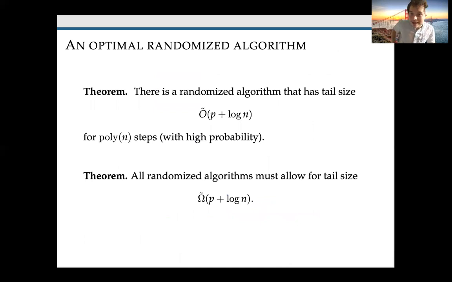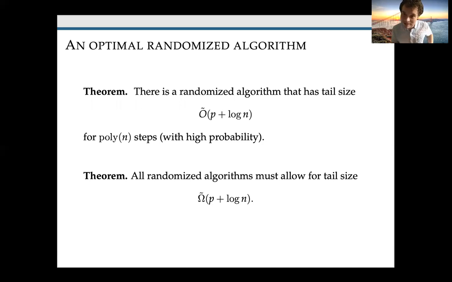On the other hand, it turns out randomized emptying algorithms can actually do much better. So here are the two main theorems of our paper. The first says that there's a randomized emptying algorithm, which I'll show you in a moment, that has a tail size of soft O of p plus log n. Remember, p is the number of processors, n is the number of cups. And it achieves this guarantee for any game of polynomial length. We also give a matching lower bound saying that any randomized algorithm has to allow for a tail size at least soft omega of p plus log n. So this is a tight bound on tail size.